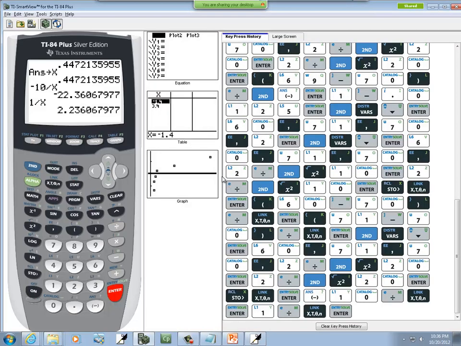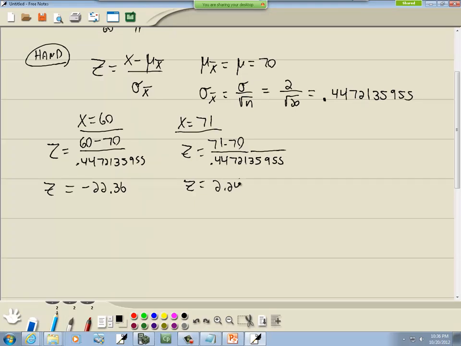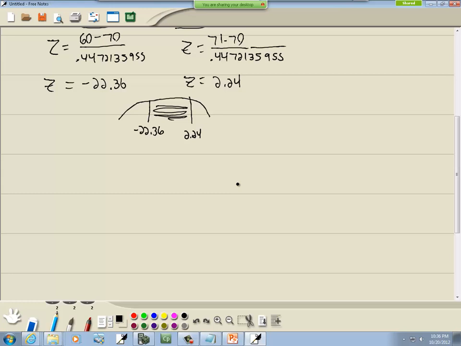And this one is 2.24. So our picture, and these are in terms of z-scores. We got negative 2.36 and 2.24, shading it like that. Have to rewrite it for our tables in the back.